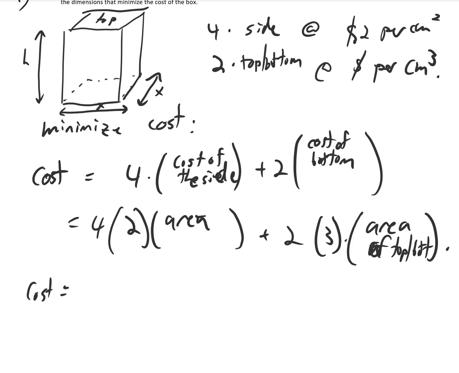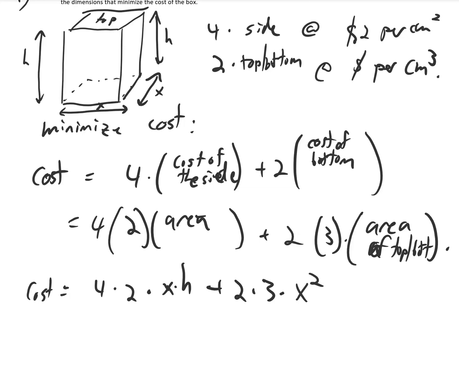All right, so now we can have cost. It's looking more mathematical. So we've got 4 times $2 times, let's see, what's the area of a side? The area of a side has length x in one direction and height h in the other direction. So this will be x times h, plus 2, because there's the top and the bottom, at $3. The area of the top and the bottom is a square with side length x, so it's going to be x squared.